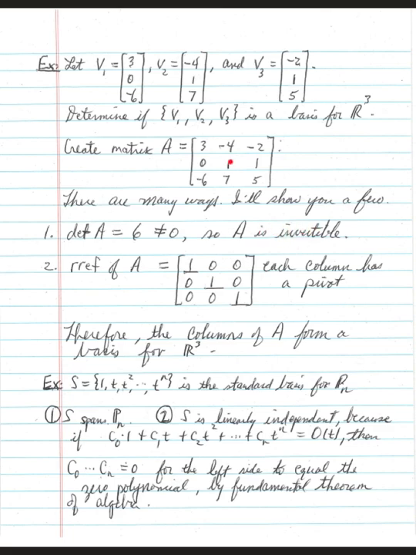If you were to take matrix A and put it into your calculator or an online matrix calculator, either way you want to do it, and row reduce matrix A, you have a pivot in every column. So these are linearly independent.